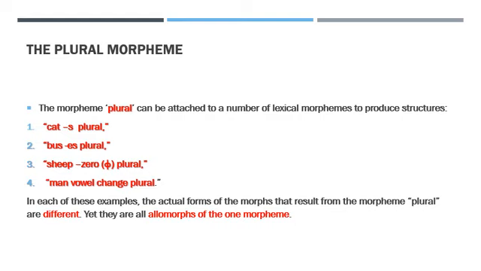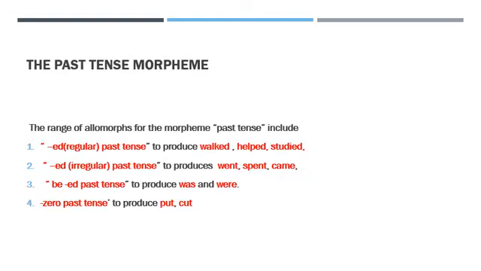And then we have man, men, woman, women, tooth, teeth, etc. These forms are called vowel change plural allomorphs. So what are the possible allomorphs of the plural morpheme? We have 4 allomorphs of the plural morpheme. We have S plural, we have ES plural, we have zero plural for sheep, and we have vowel change for man and woman.